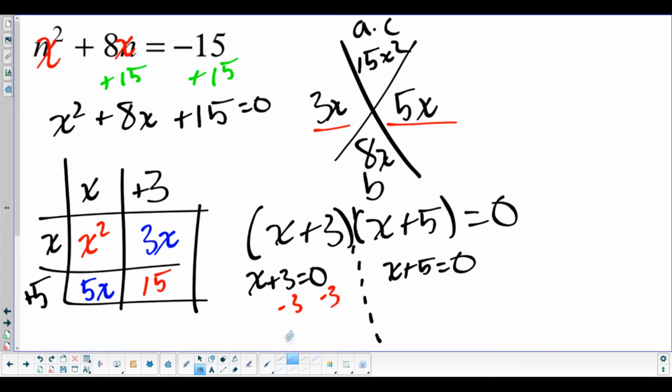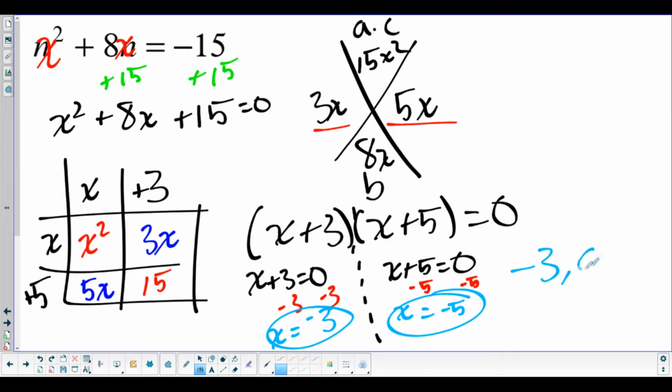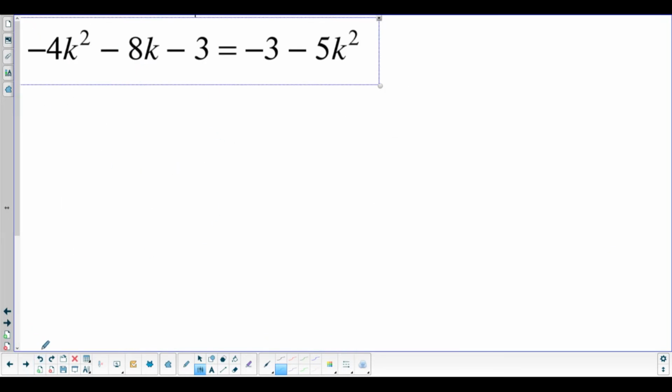I'm going to subtract 3 from both sides, and I get x equals negative 3. And right here, I can subtract 5 from both sides as well, and I get x equals negative 5. So those are my points, negative 3, 0, and negative 5, 0. Cool. That one wasn't so bad. I should have put more problems with an a value larger than 1, because I think those are the ones that are tricky. So let's see if there's any tricky problems.